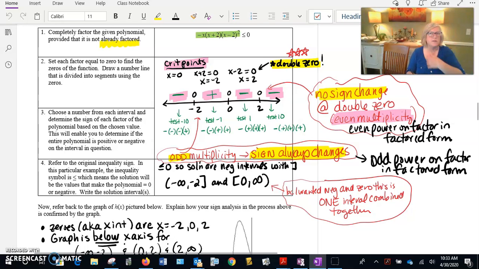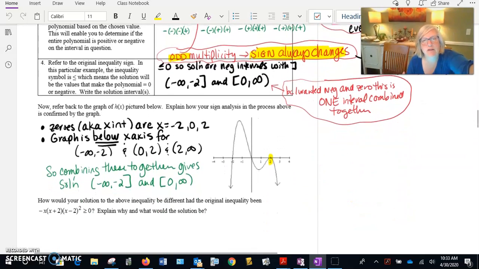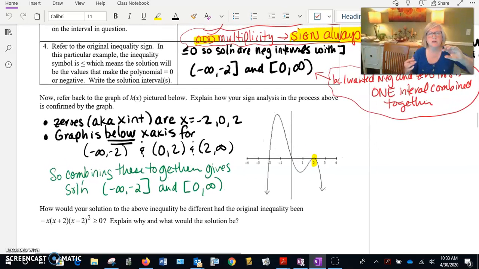That idea is pretty important, and it also helps as you fill in your sign chart: if it's odd multiplicity, the sign has to change, versus it shouldn't change if it is even multiplicity. All right, and then you get your answer. Now, coming down to the bottom, we have our graph, and we want to know how that graph confirms what we found algebraically. When we look at this, the zeros are highlighted: here's -2, 0, and 2.